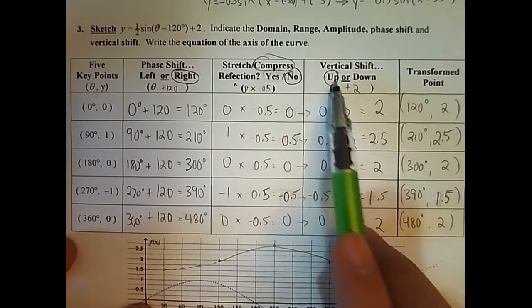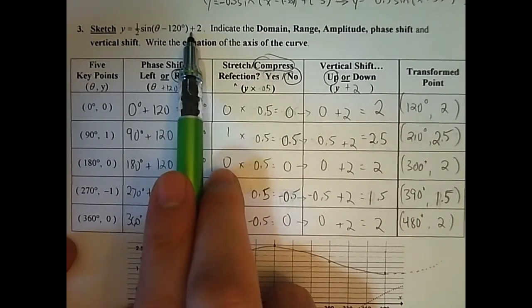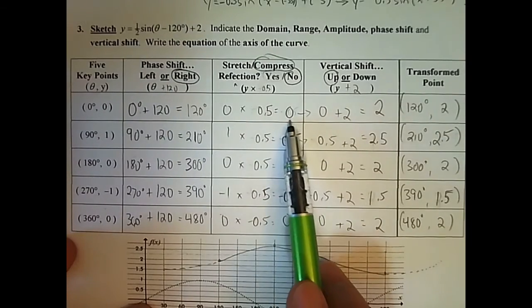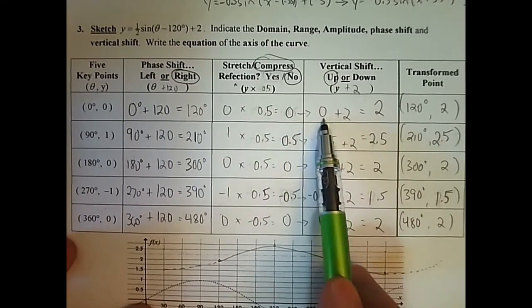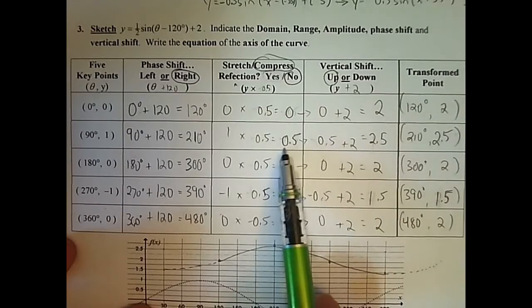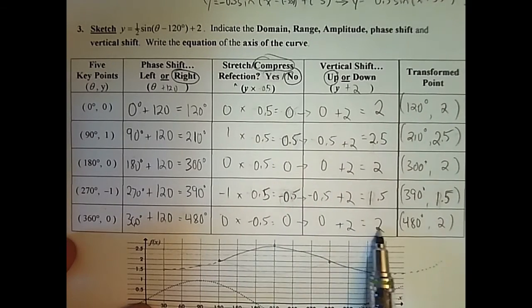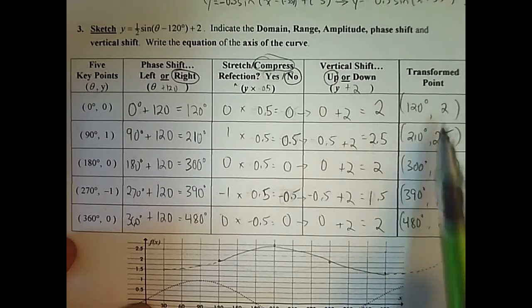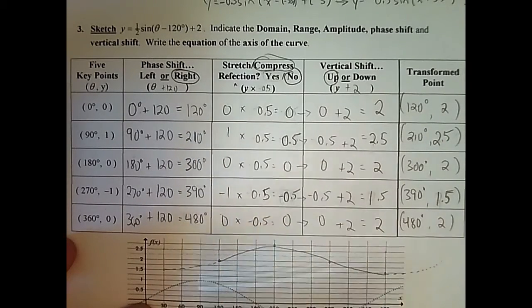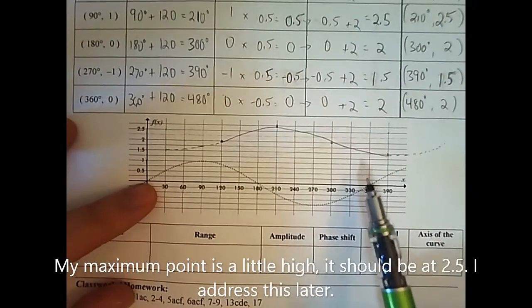So now I'm doing a vertical shift up plus 2. I get the value from this part and bring it over, so 0 plus 2 is 2. 0.5 plus 2 is this, and I get these values. And then, putting these together, I get the x values here with the transformed y values here to get these points. And now, if I graph it, I'm going to get it looking like this.